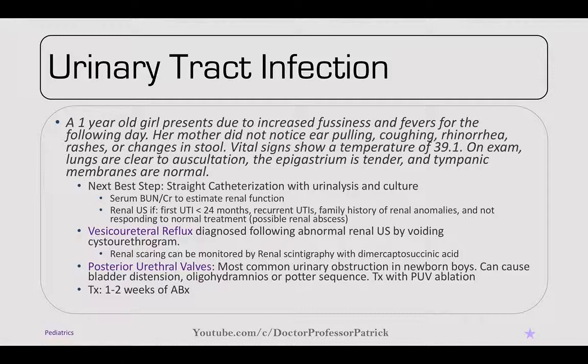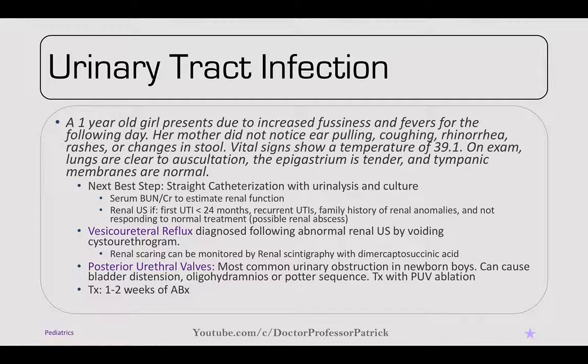So serum BUN and creatinine are used to estimate renal function, and then a renal ultrasound is usually offered if the first UTI is less than 24 months old, if there are recurrent UTIs, or if there's a family history of renal anomalies, or if they're not responding to normal treatment. So there's a possible history of a renal abscess.